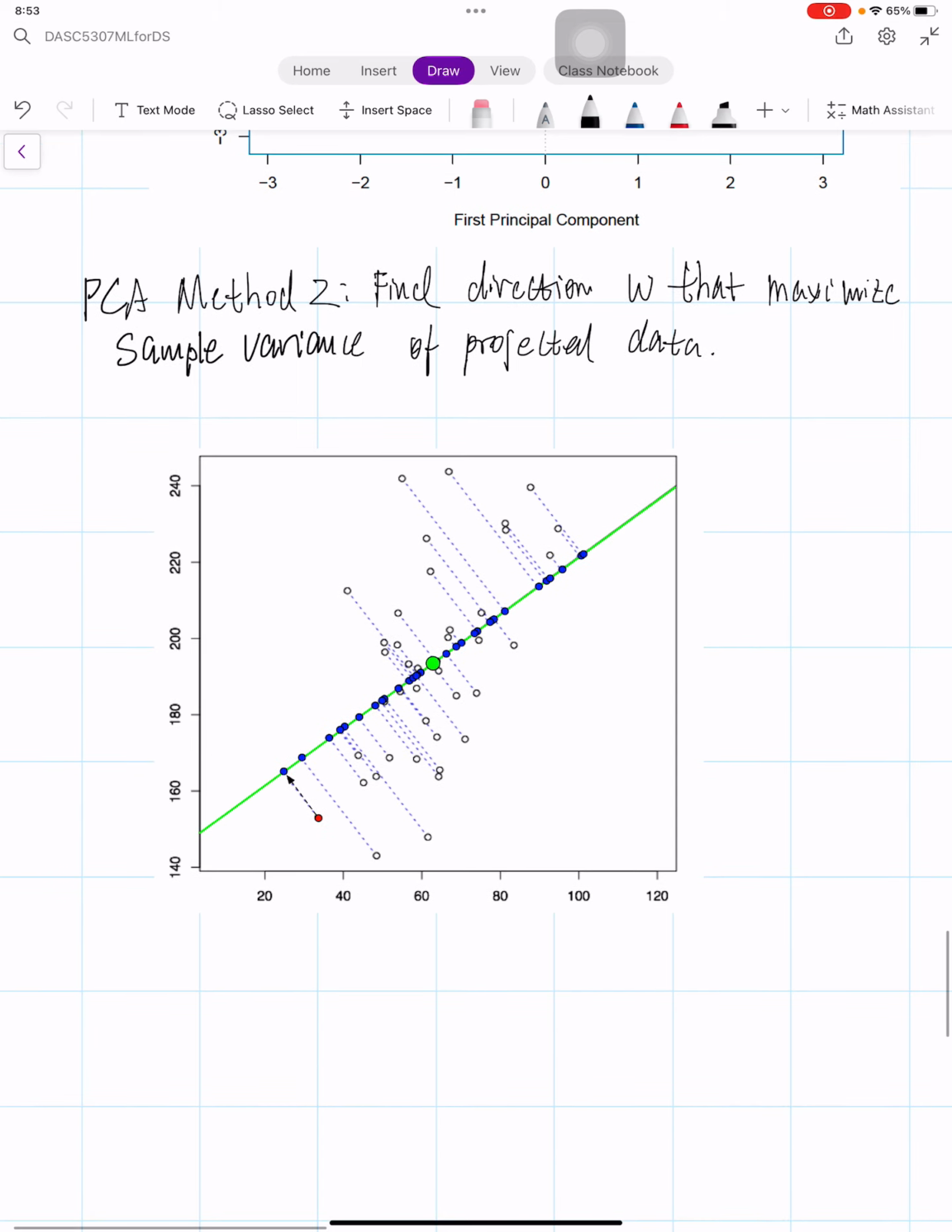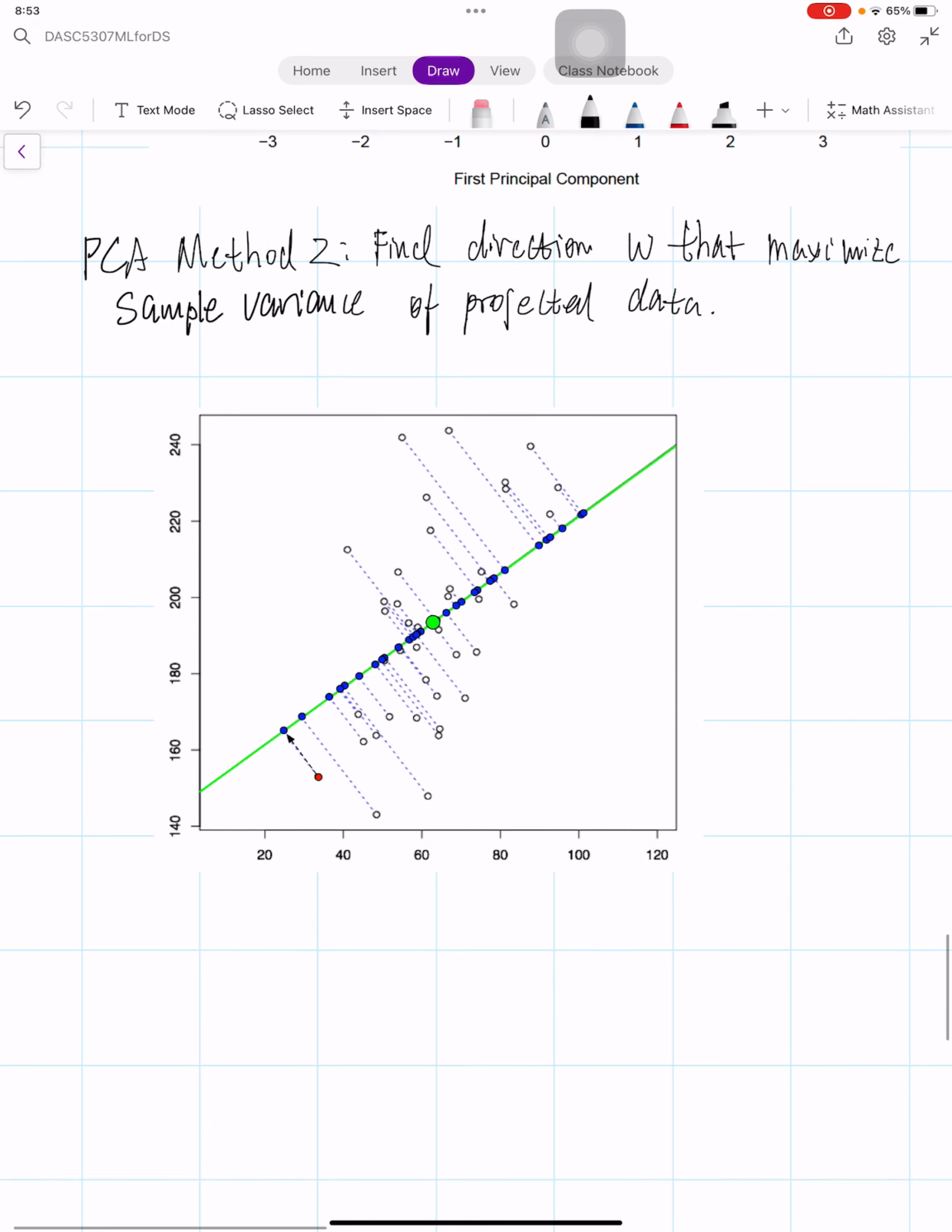In other words, when we project the data down, we want to find the vector so that the variation of this projected data, the variance, is largest. So this is our W. In this case, in our original space, we have two features, x1 and x2.